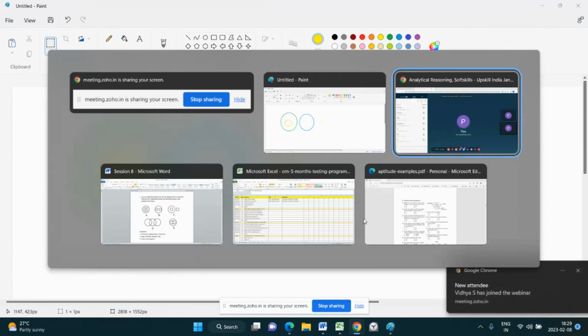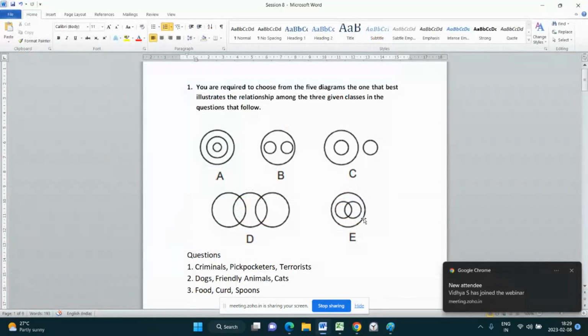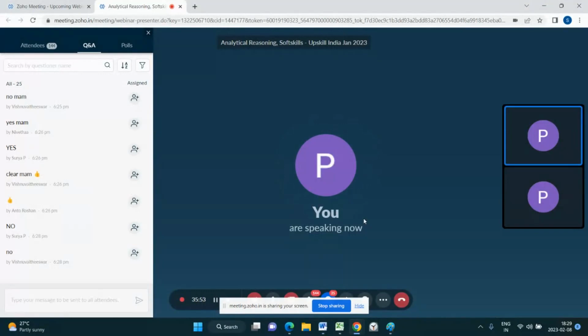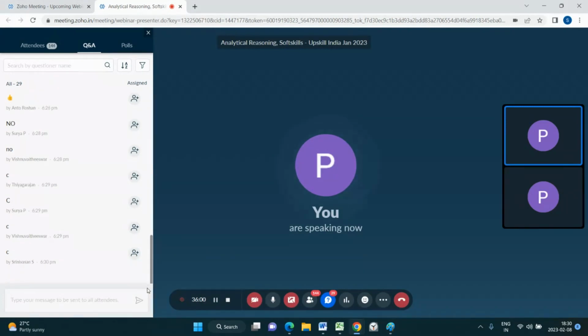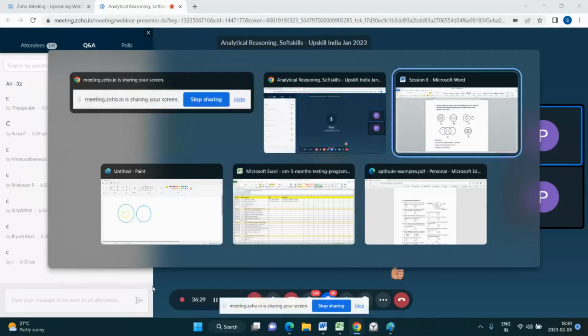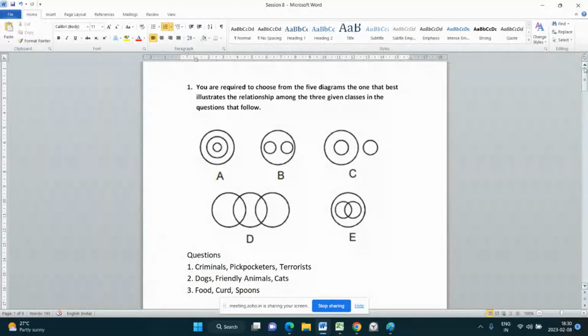Do I have it here? What is that number? Can you tell me the number? What is that number? C. Somebody is saying C, C, C. Very good, very good. You are all very attentive. Who all agrees to C? Show your thumbs up. Thumbs up for agreeing to C. Very good. I'm not getting so many thumbs up, right? Fine. So I will go back here. The answer is three. Very good. Excellent.